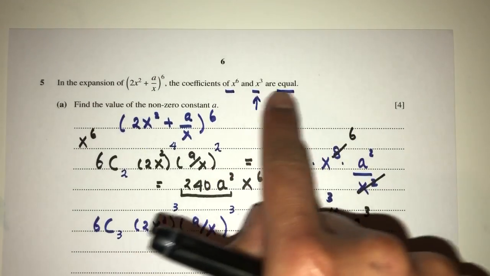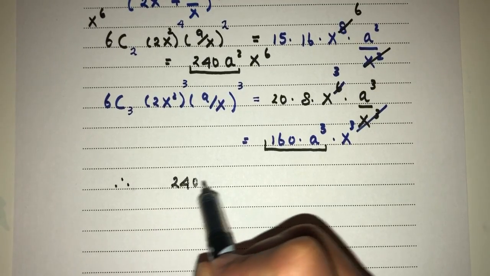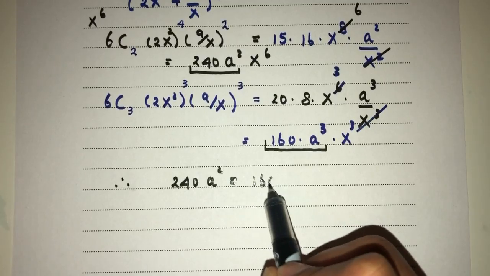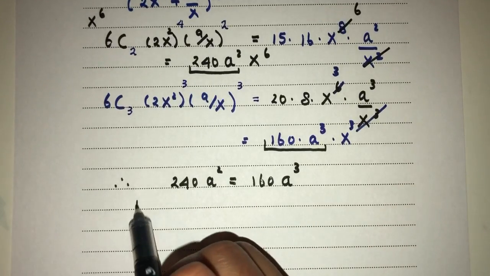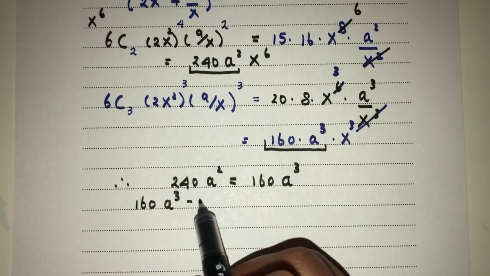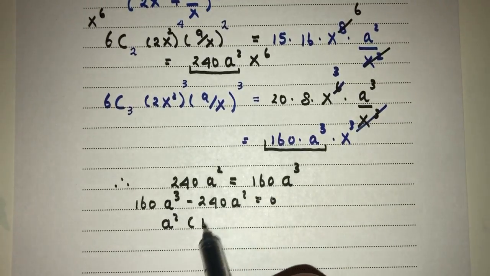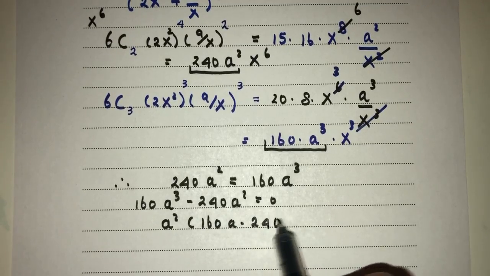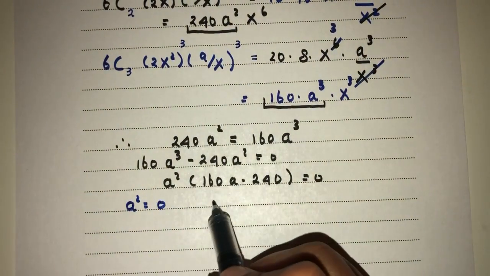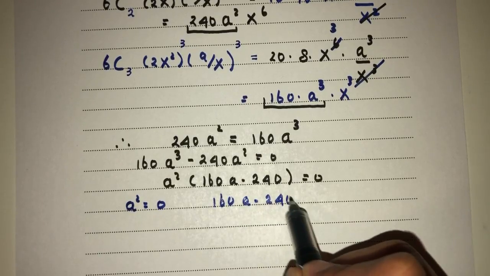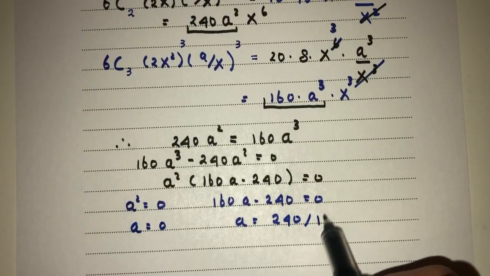Now we say that these are equal, so we write down an equation which, we know from the question, is 240 a squared is equal to 160 a cubed. So let's send everything to one side. You will have 160 a cubed minus 240 a squared equal to 0. Factorize a squared, you will have a squared times (160 a minus 240). So we will have two solutions. a squared is equal to 0, or 160 a minus 240 is equal to 0. So a will be 0, and a will be 240 divided by 160.